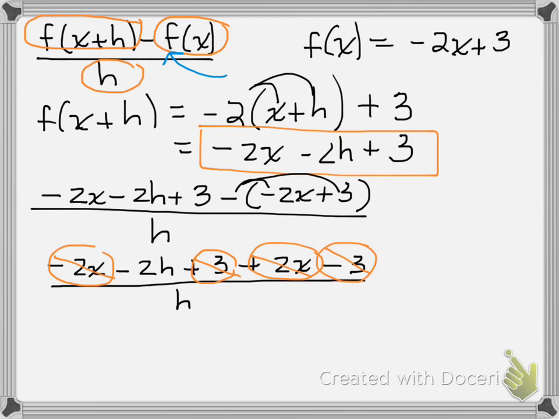So now let's rewrite what we've got left. And all we've got left is negative 2h on the top, and we've got our h on the bottom. We can cancel the h's to end up with negative 2. And that's the answer.